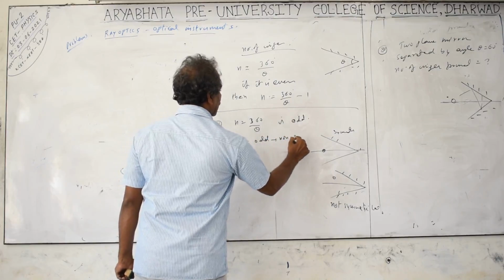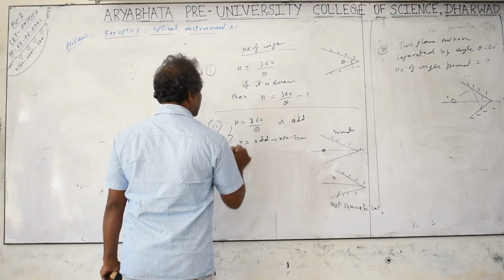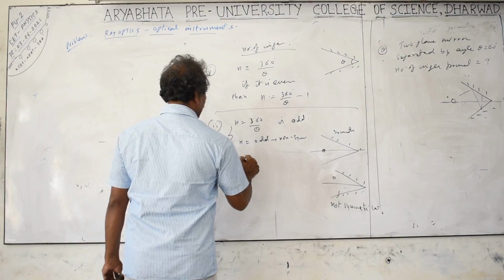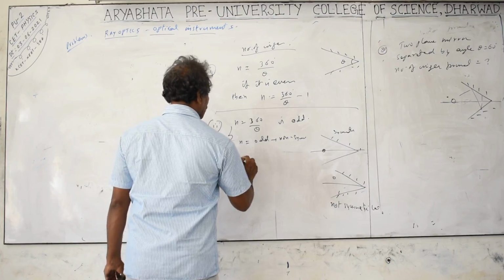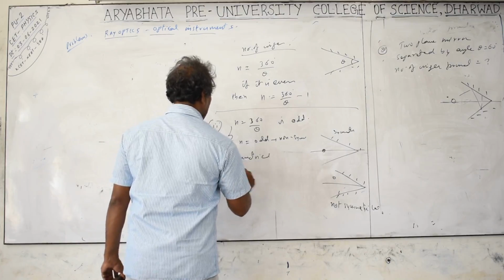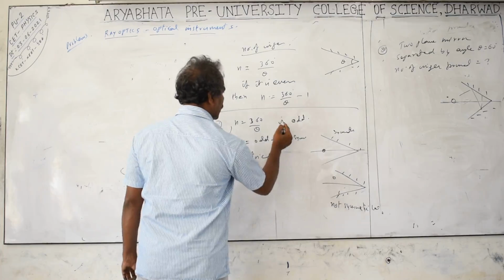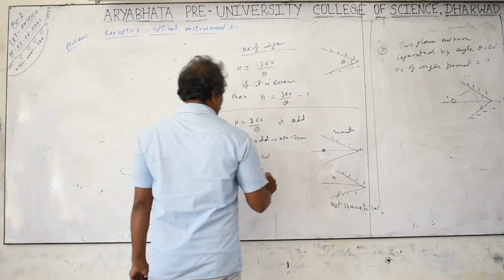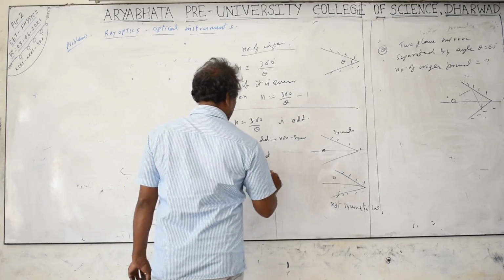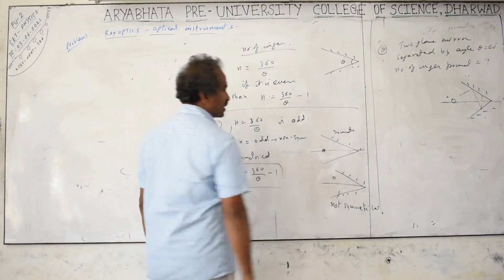If the symmetrical condition is given in the question, then n equals 360 by theta, which is already odd, and minus 1 is the number of images you have to take.